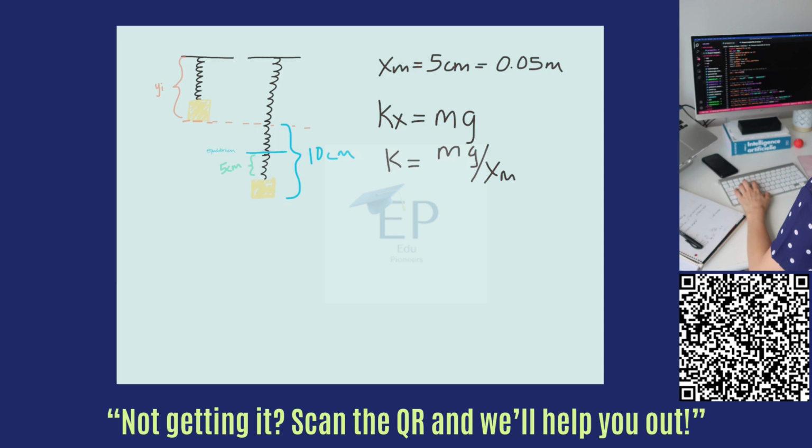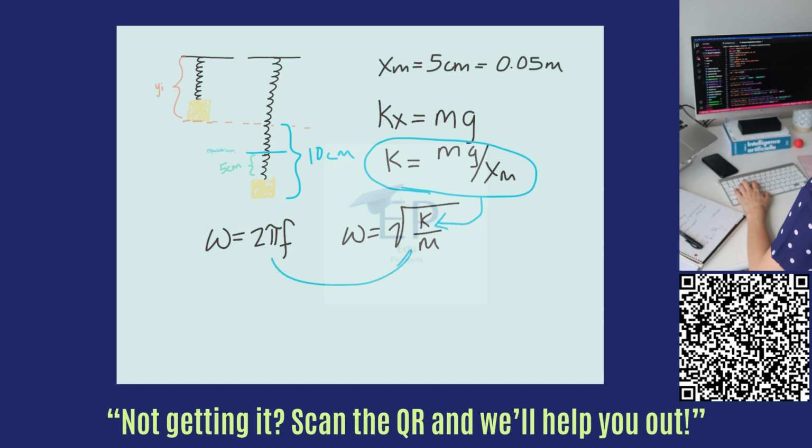So we're trying to find frequency. Well, how does this get us to frequency? Well, we know that omega equals 2 pi times our frequency. Omega also equals the square root of our spring constant divided by our mass. So we can now take these two equations and make them equal to each other.